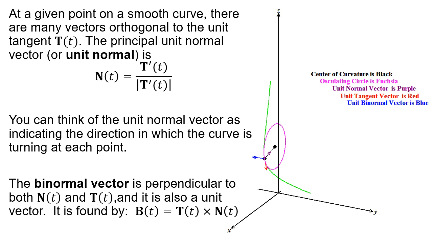So the unit normal you can think of as indicating the direction to which the curve is turning. And so as it's turning, it's pointing that direction. The unit binormal, or just the binormal vector, is the one that is perpendicular to both the unit normal and the unit tangent. And it is also a unit vector because it is the cross product of two unit vectors. And so you cross the T with the N to find the B. And so I'm going to show you how you can find these, hopefully, with not that much trouble.